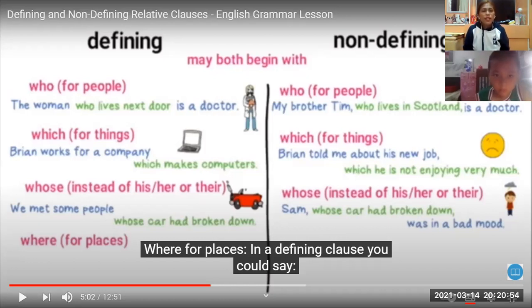Okay, now here, defining and non-defining. So again, here we have the woman, defining. Look at the woman. The woman who lives next door is a doctor.